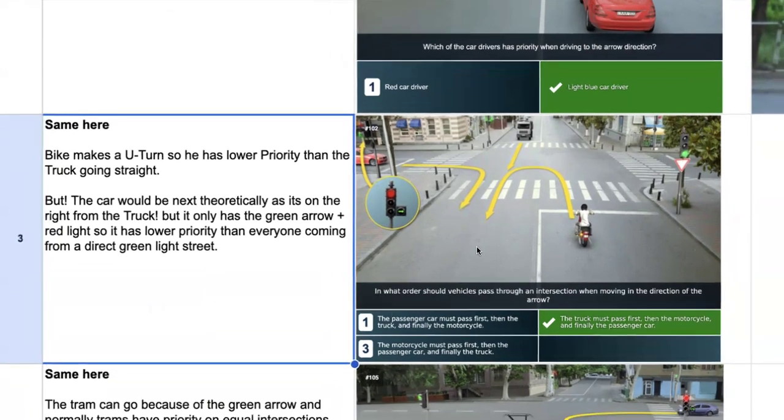The second thing to pay attention to is that the motorcycle is making a U-turn, so someone going straight has priority over someone who is making a U-turn. So technically, it will be the truck, then the car. If it were a completely equal road, then the motorcycle would go first because he is on the right of everyone. But in this case, it's the truck, then the bike, and then the car.